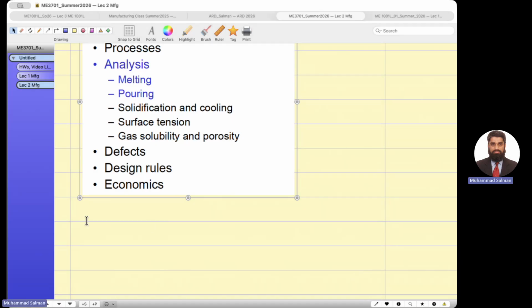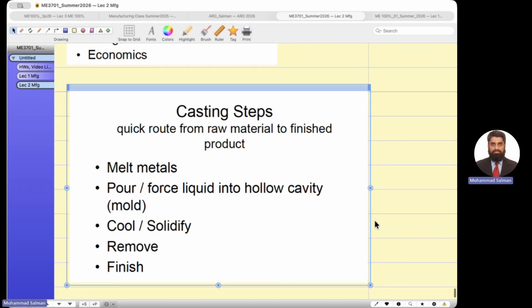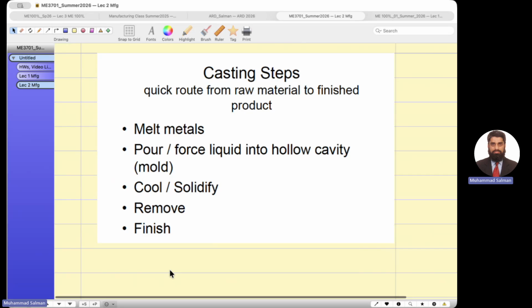And as I mentioned, the step-by-step method, the first step is to melt the metal. Second step is to pour or force the liquid metal into the hollow cavity. Third step is to let it cool or solidify. Fourth step is to remove. And the fifth step to finish, remove the riser, remove the sprue, only the casting part which we need for our purpose. Okay, you understand that? So please look at this.